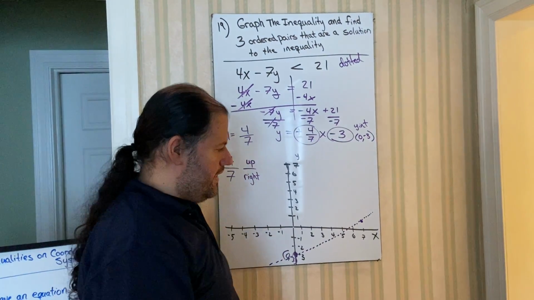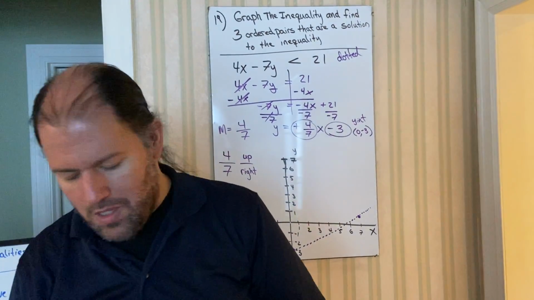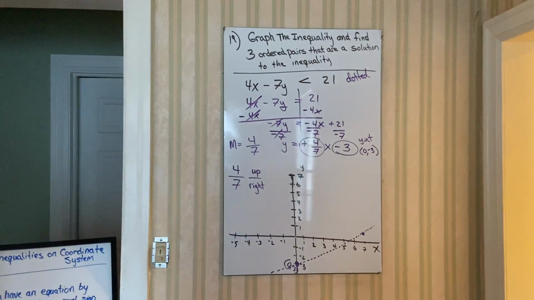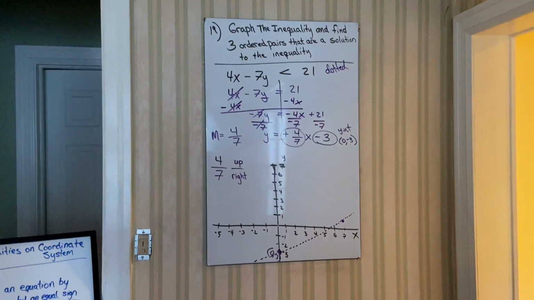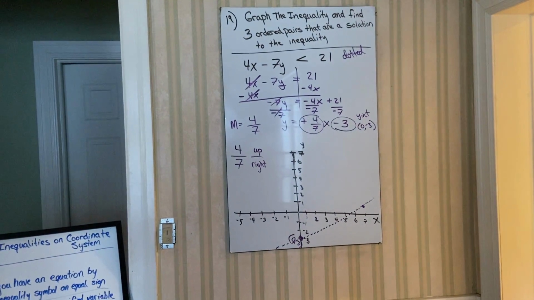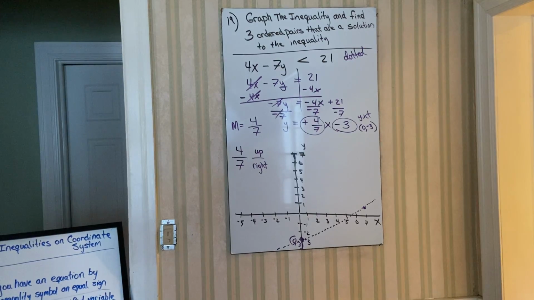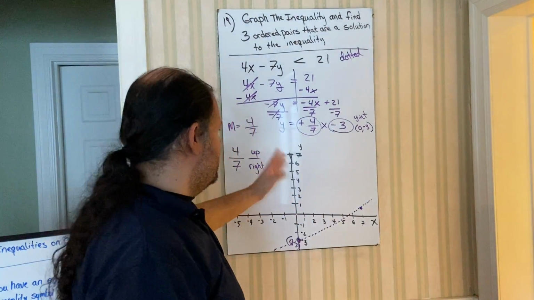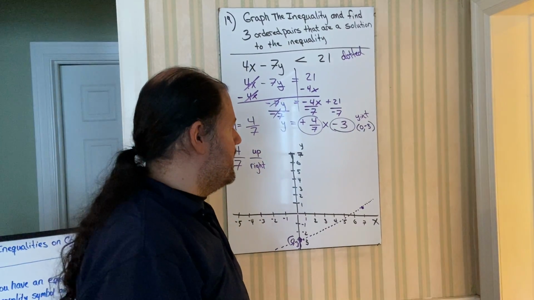See how it's dotted? Not one solid line? You are done graphing the boundary. Now just because you have the boundary doesn't mean you're done. You have to do shading. When you have inequalities, you must shade. So am I going to do below this dotted, or am I going to do above this dotted line?